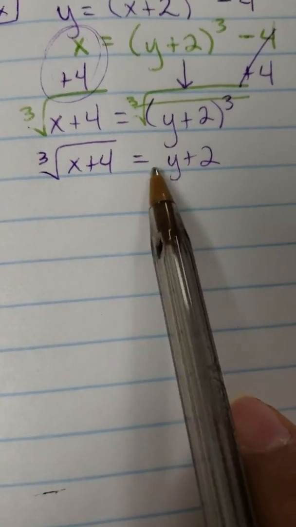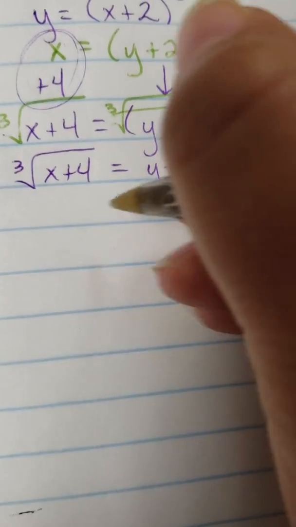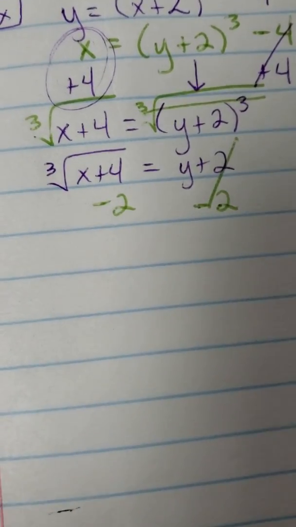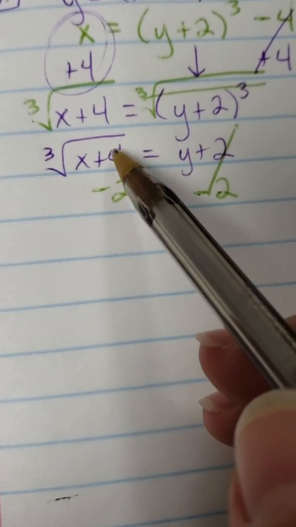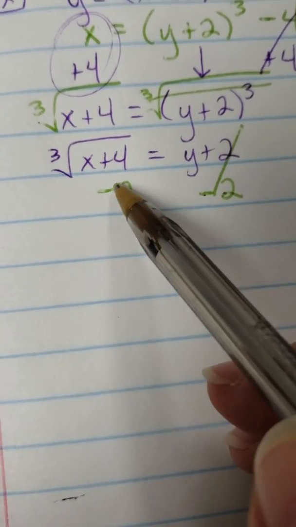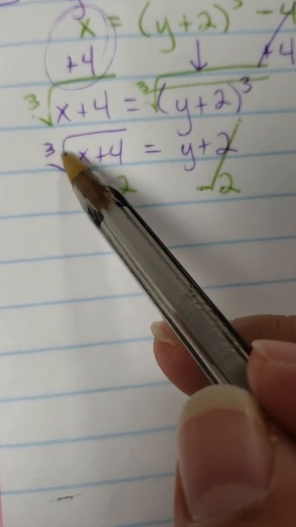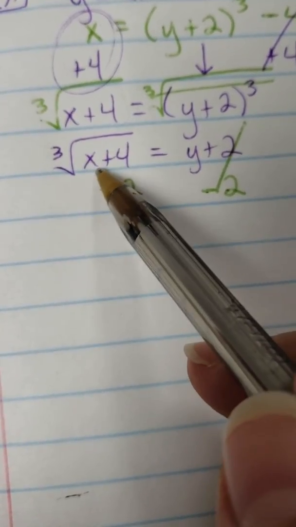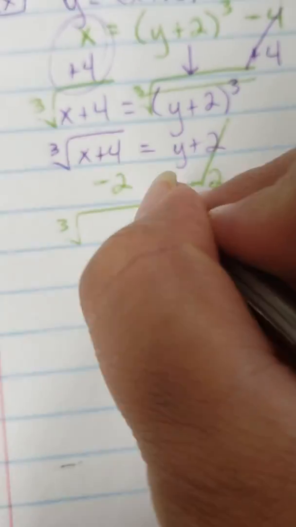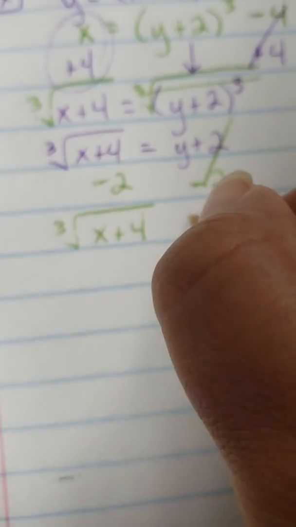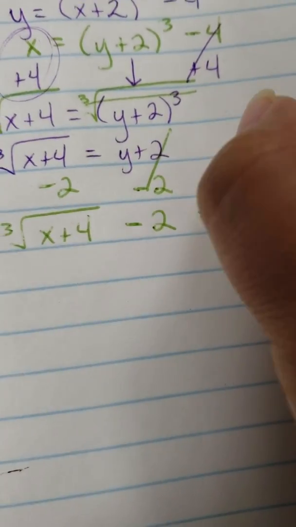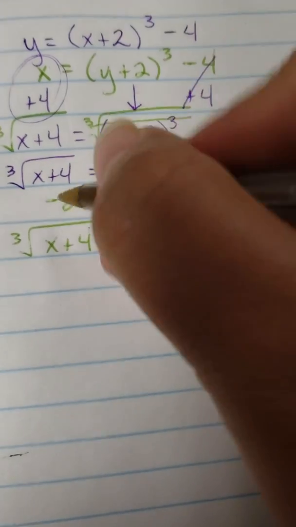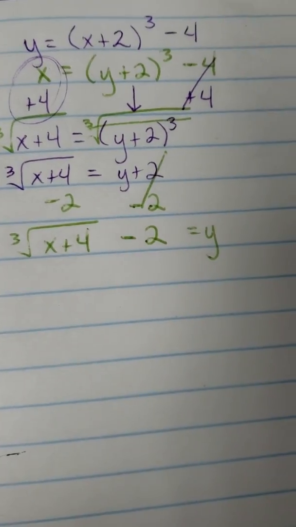That y is almost by itself, but we have this plus 2. So we're going to get rid of the 2 by subtracting. Minus 2, minus 2. And that leaves us with all of this. Another common mistake is that people will subtract 4 minus 2. You can't do that because this is underneath the root, so we really can't touch it. So it has to stay like how it is. So I'm going to have the cube root of x plus 4, minus 2 is equal to y. And we're kind of done.